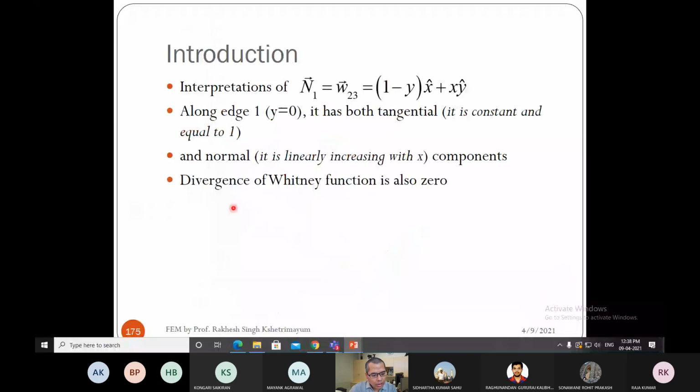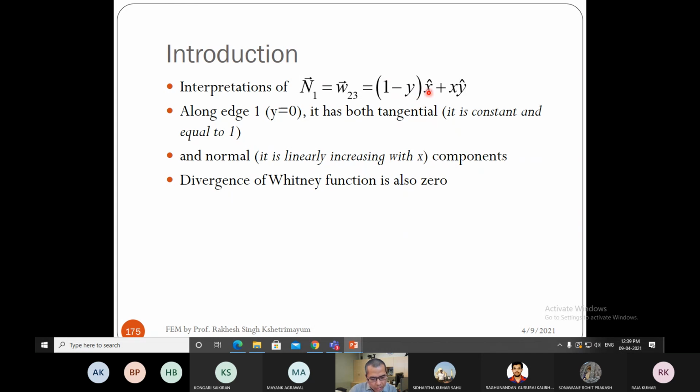Let us look at the N1 along the S1. On S1, y is 0, it has both tangential and normal components. So if y is 0, this term is 0 here. So y is 0, then this term is constant. So this tangential component is constant and equal to 1. Look at this tangential component, because we are looking along the x-axis.